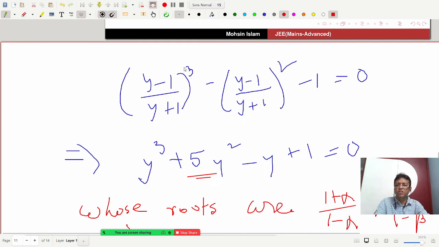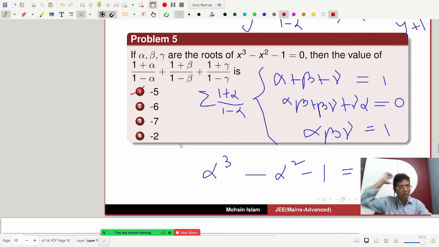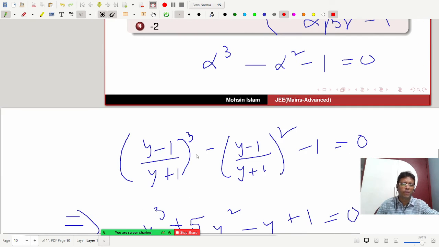So I will suggest this process because this is more helpful in any type of problem like this. You can easily calculate rather than doing these crude calculations. So minus 5 is the answer. This is the technique of transformation. Okay, everybody. So now next I will go to number 6.